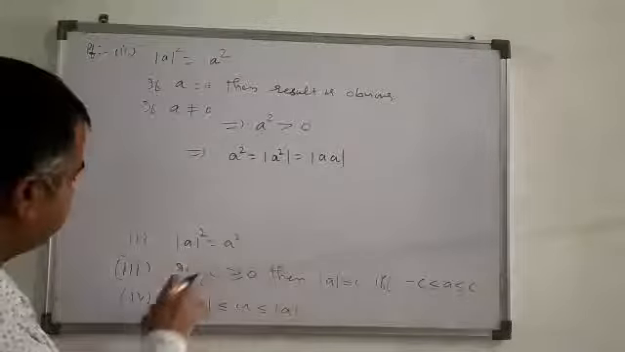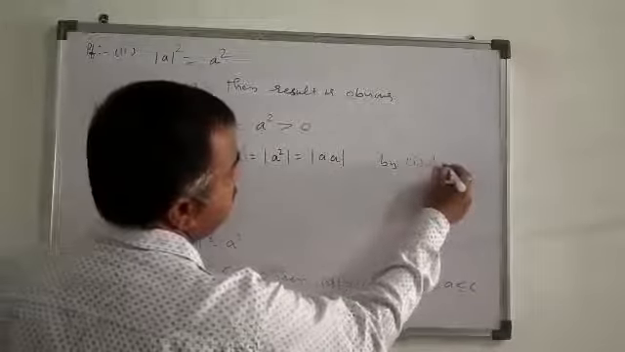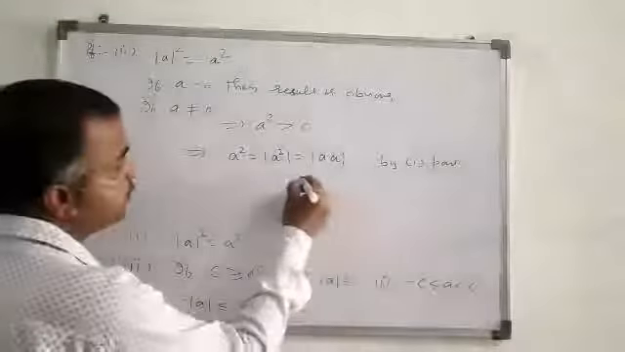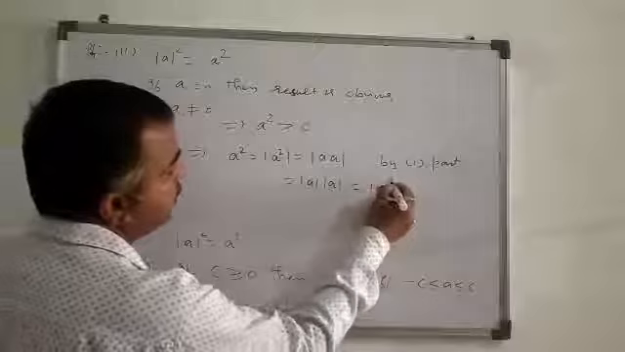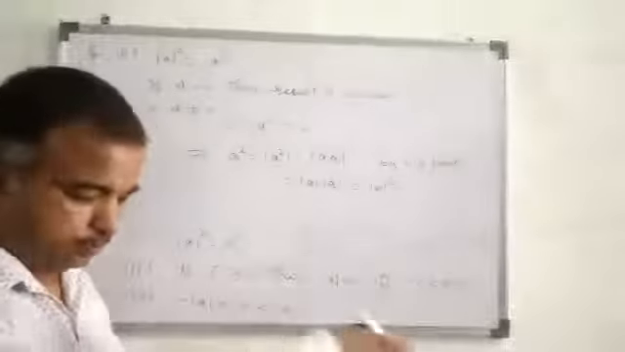Now by the first part, mod AB is mod A into mod B. So this is mod A into mod A. So it means mod A the whole square. So this proves the second part of the theorem.